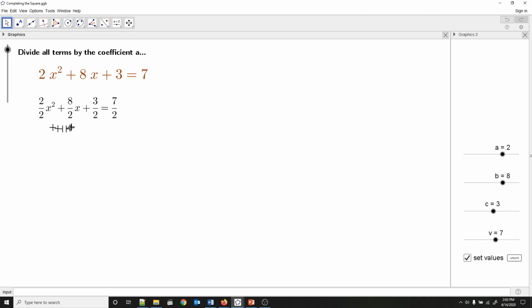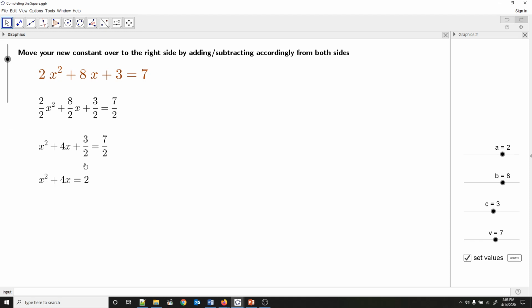So the quadratic term, linear term, constant term, and value all get divided by 2 and simplify down to x squared plus 4x plus 3/2 equal to 7/2. We need to move the constant 3/2 over to the other side. So by subtracting 3/2 from here and from 7/2, we will come up with 4/2 on the right side, and thankfully GeoGebra has already simplified that to 2.